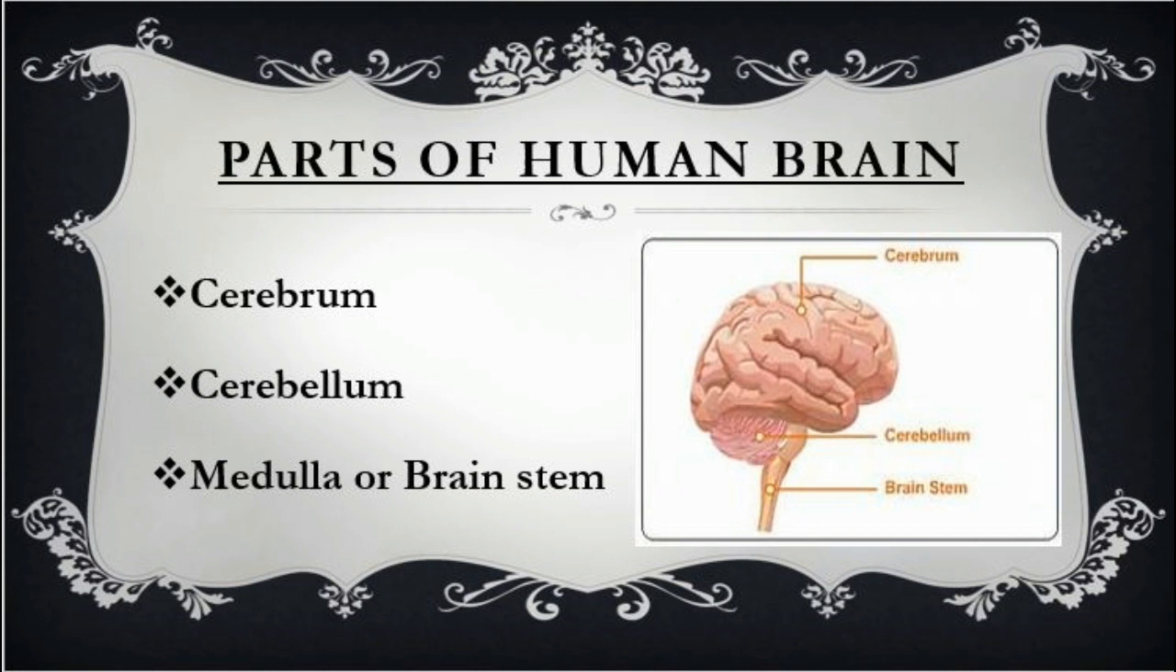Now I will tell you about the main parts of the human brain. Our brain is divided into 3 main parts: cerebrum, cerebellum, and medulla. The medulla is also called the brain stem. You can see these parts labeled in the given picture.